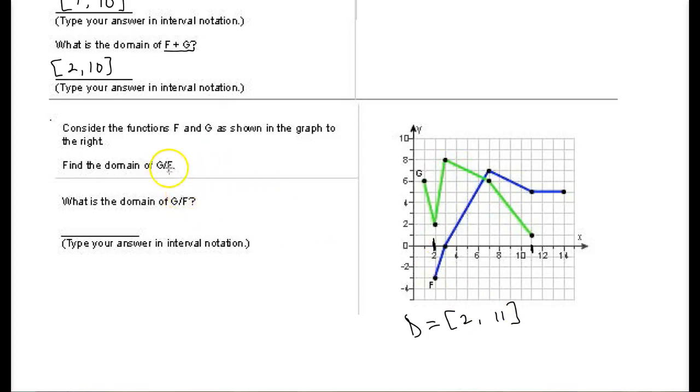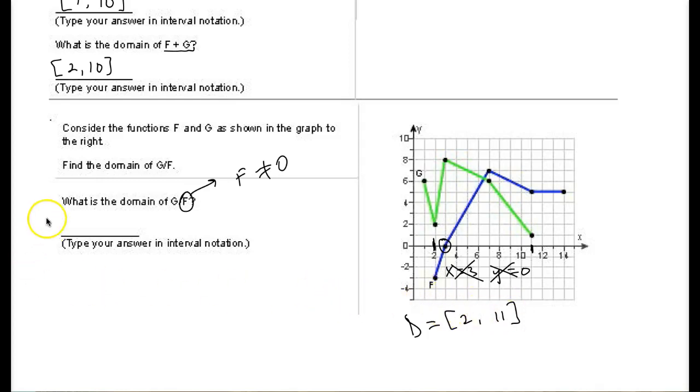However, the other condition is that we can't allow our function f to equal 0. And any value of x where our function f is equal to 0, we have to exclude that. So if you look here for f, we see that right here, when x is equal to 3, your y value is 0. So we can't have that. So here, what this means is that we can have any number in between 2 and 11, but we have to skip 3 in this case.